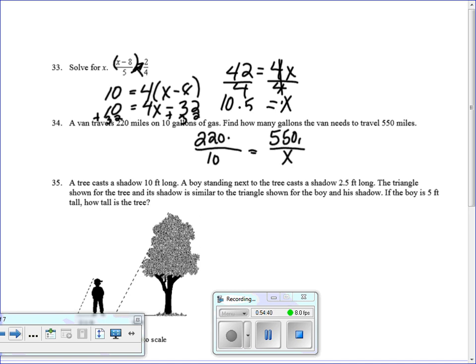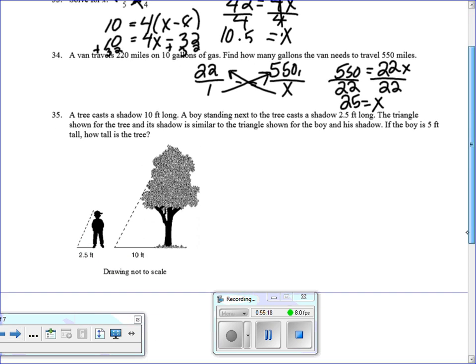Now, before you start doing that, note that you can simplify 220 over 10 to 22 over 1. That's going to make your dividing process a little bit easier and your multiplying process a little bit easier. So we know that 550 times 1 is just 550, and 22 times x is 22x. Then we'll divide both sides by 22, and you get 25 is equal to x.